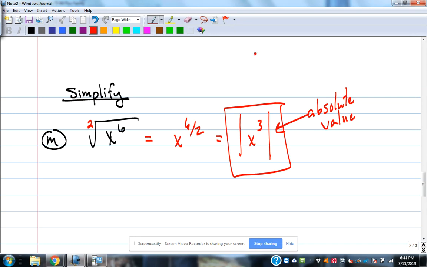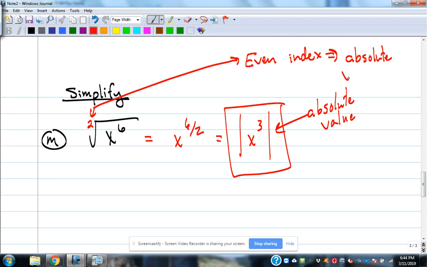Okay, even index, absolute value. You got to remember to do that. If it's an odd index, you don't have to do that.